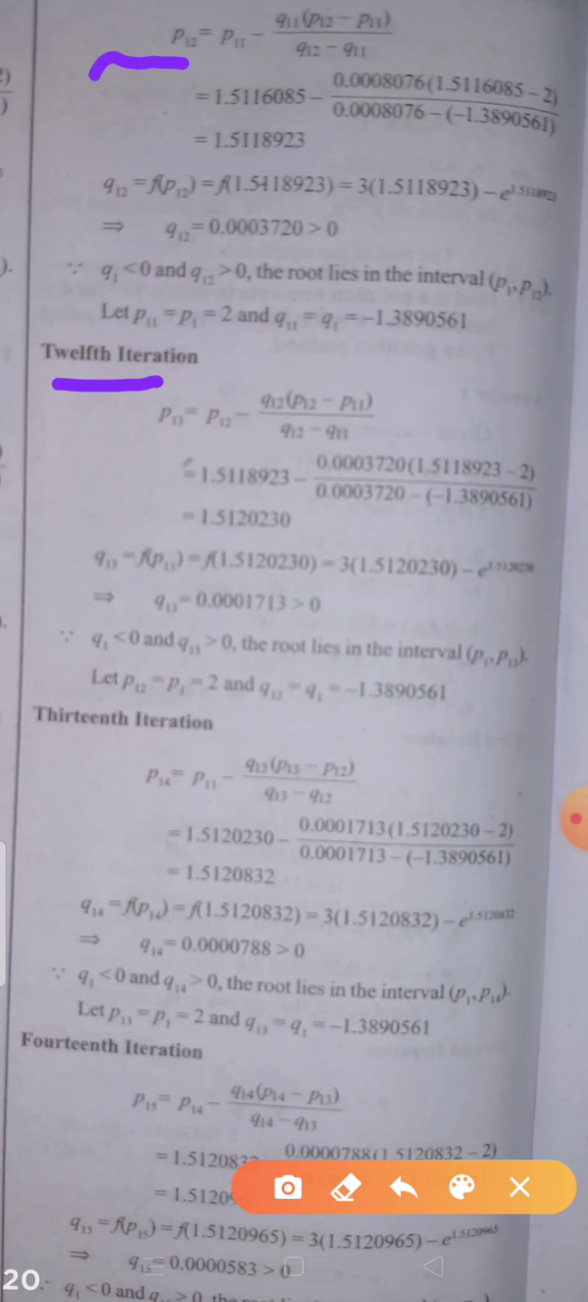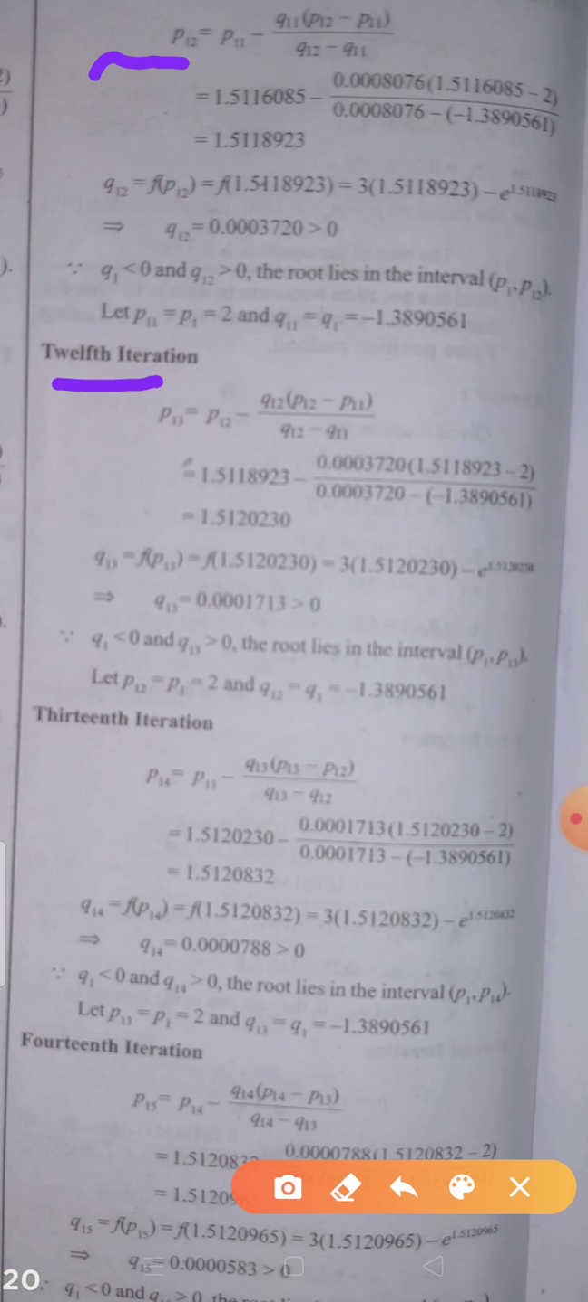1.5118923 minus 0.303720 into (1.5118923 minus 2) by (0.303720 minus of minus 1.3890561), which is equal to 1.5120230. Q13 is equal to f of P13, which is equal to 0.0001713. This is greater than 0. Since Q1 less than 0 and Q13 greater than 0, therefore the root lies in the interval P1 comma P13.